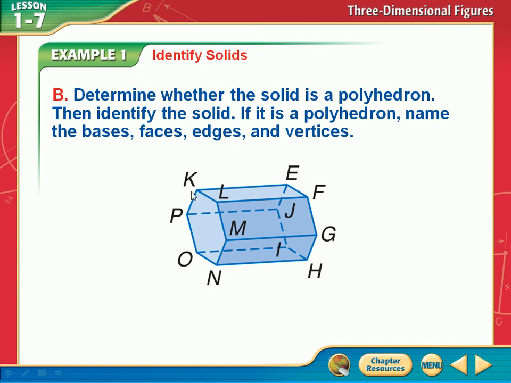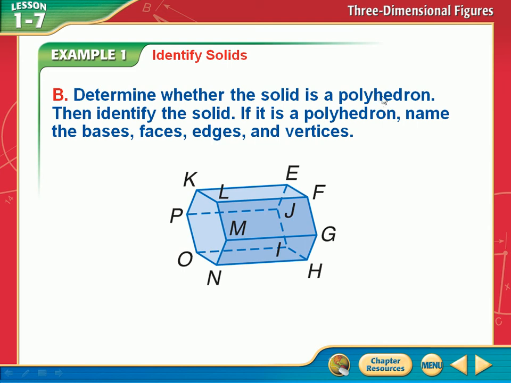But look at this right here, this KLMNOP. I would call it KLMNOP. Just use all the letters. Start at one letter and go in a certain order, whatever order you want, and that's how you would name it. Okay? It is a polyhedron.